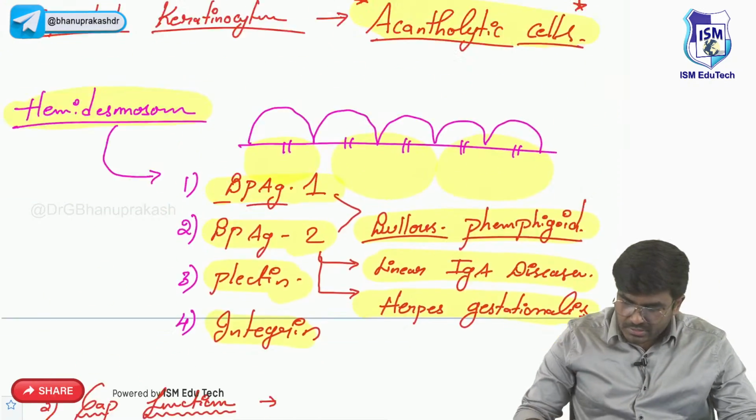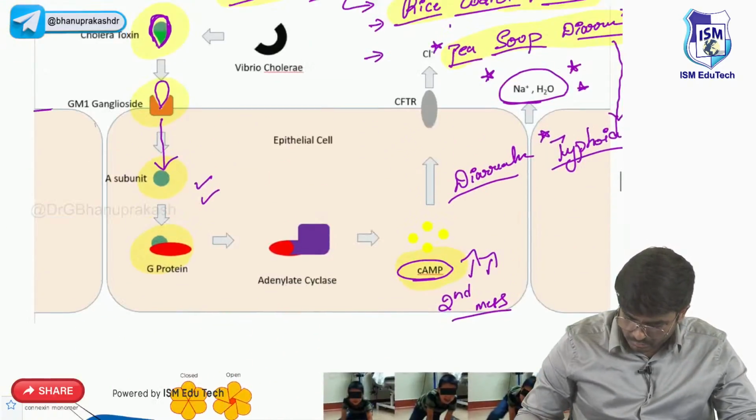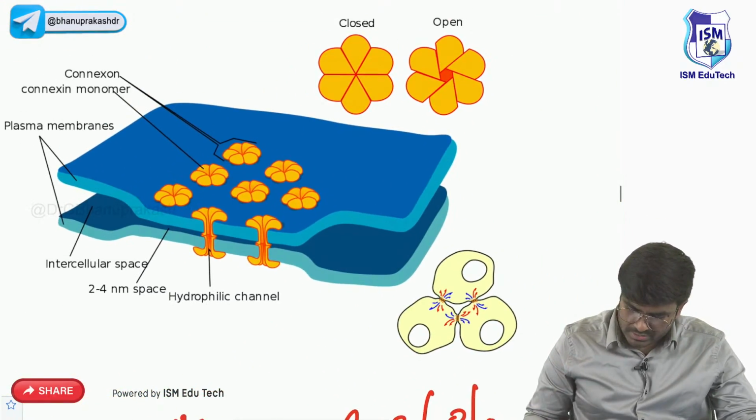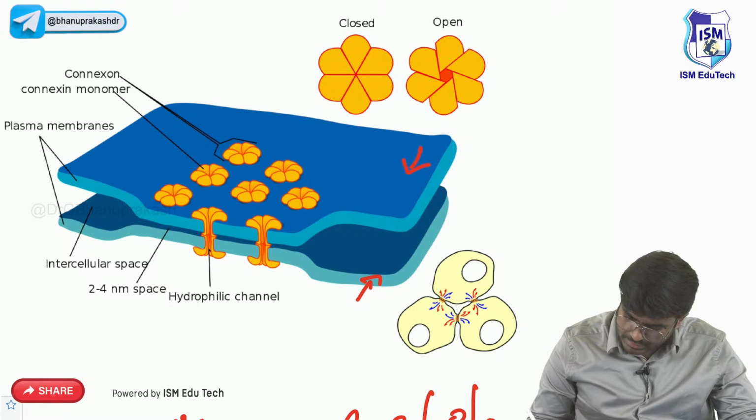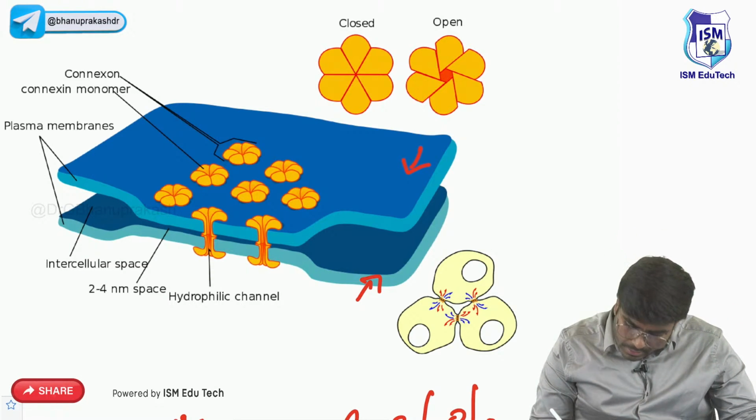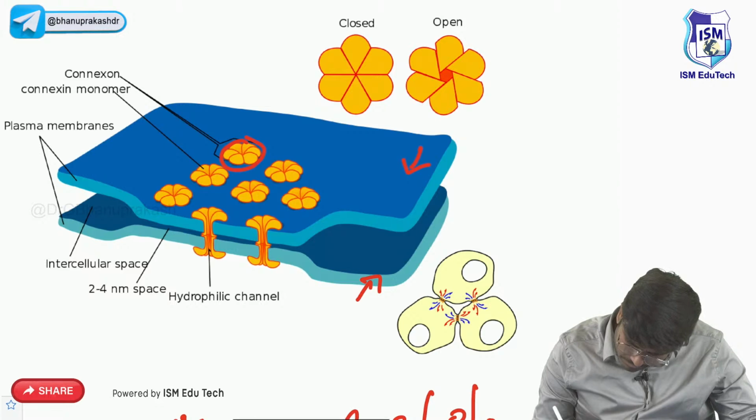Now let me show you the image. Simple image which I have downloaded. See here, these are the gap junctions. This is one cell, this is the other cell membrane. One cell membrane, other cell membrane. Now, are you able to appreciate these gaps?